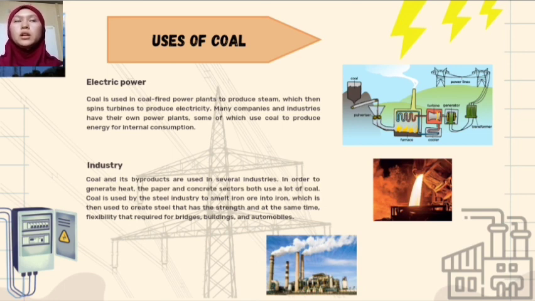The uses of coal to generate electricity. Coal is used in coal-fired power plants to produce steam, which then spins turbines to produce electricity. Many companies and industries have their own power plants, some of which use coal to produce energy for internal consumption. In industry, coal and its byproducts are used in several sectors. In order to generate heat, the paper and concrete sectors both use a lot of coal. Coal is used by the steel industry to smelt iron ore into iron, which is then used to create steel that has the strength and at the same time flexibility that is required for bridge buildings and automobiles.